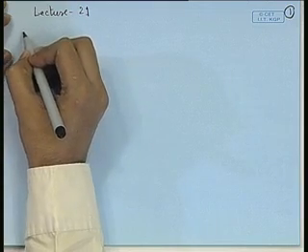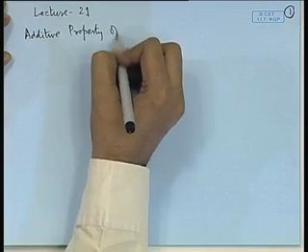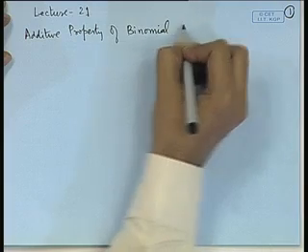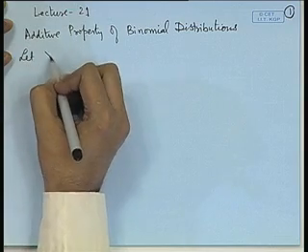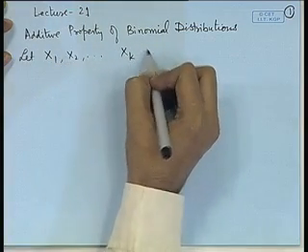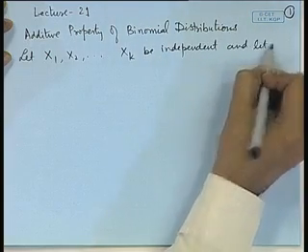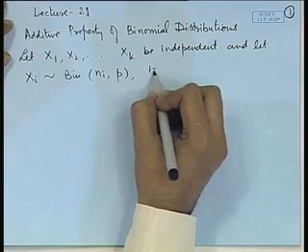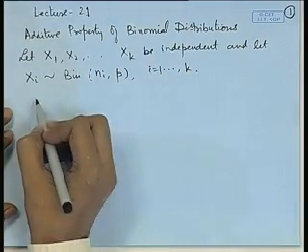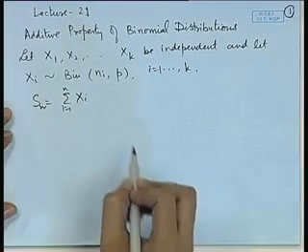Let me illustrate by proving additive properties of certain distributions. So, firstly, let us prove the additive property of binomial distributions. Let X1, X2, ..., Xk be independently distributed random variables, and let Xi follow a binomial (ni, p) distribution for i equal to 1 to k. I am interested in the distribution of S, that is, the sum of Xi, i equal to 1 to k, or rather we can call it Sk.